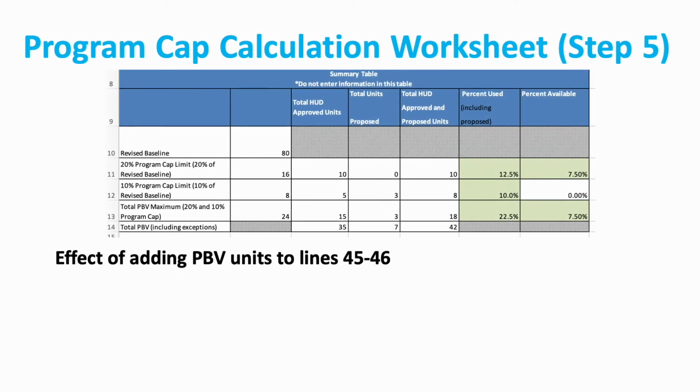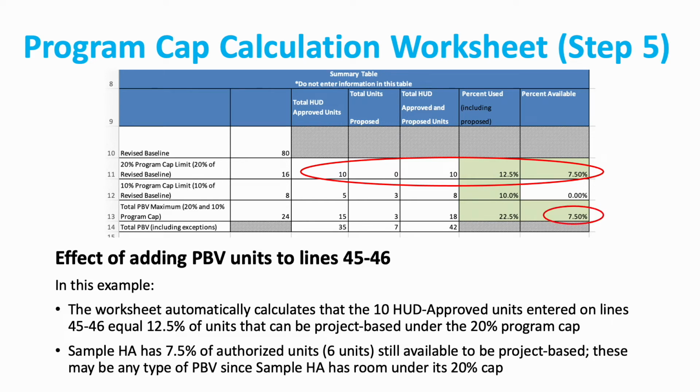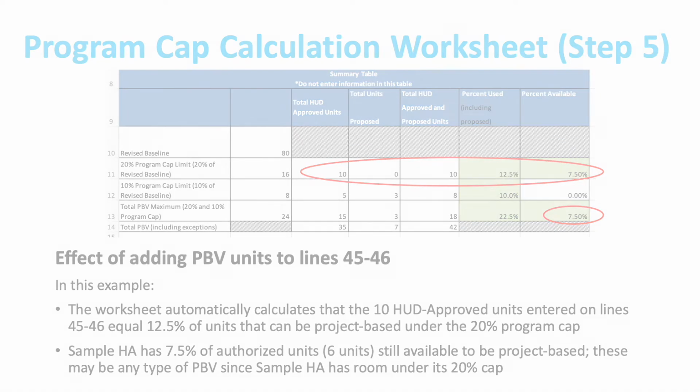The data entered for Step 5 will be reflected in the summary table on line 11. As you can see in this example, the worksheet calculates that the 10 HUD-approved units equal 12.5% of units that can be project-based, which is below the 20% cap. This leaves an additional 7.5% still available. The green-filled squares indicate that this Sample Housing Authority meets requirements and will likely be approved by HUD in accordance with Notice 2017-21.